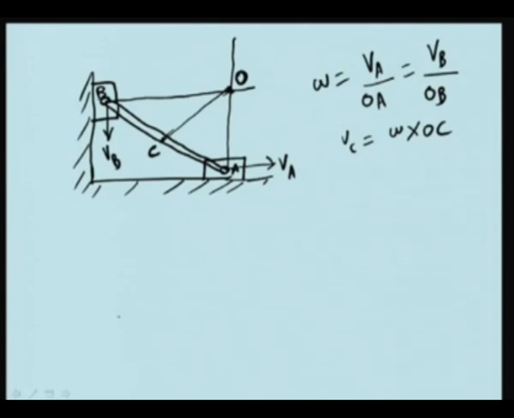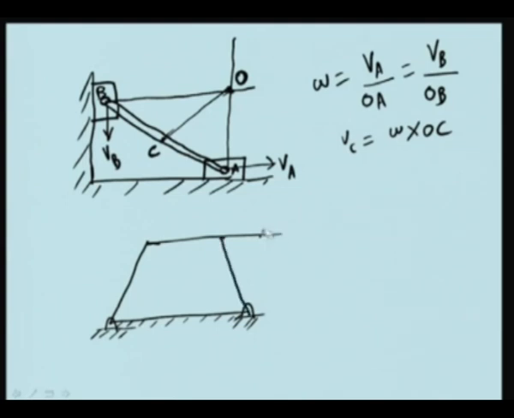Consider a 4-bar mechanism where this is one link which is fixed, another link, a third link, and a fourth link. Let us number them 1, 2, 3, 4, and label the joints A, B, C, D.